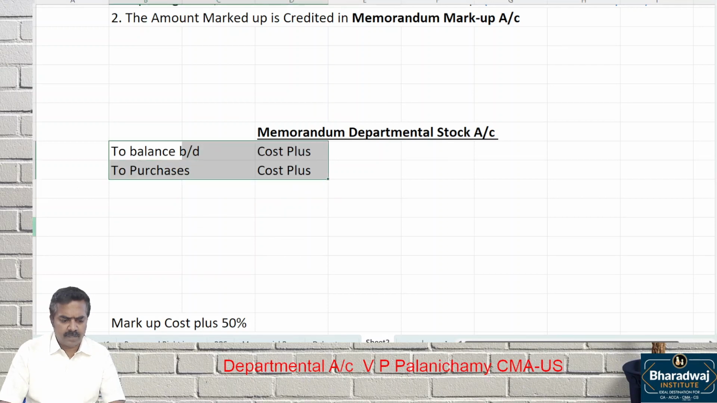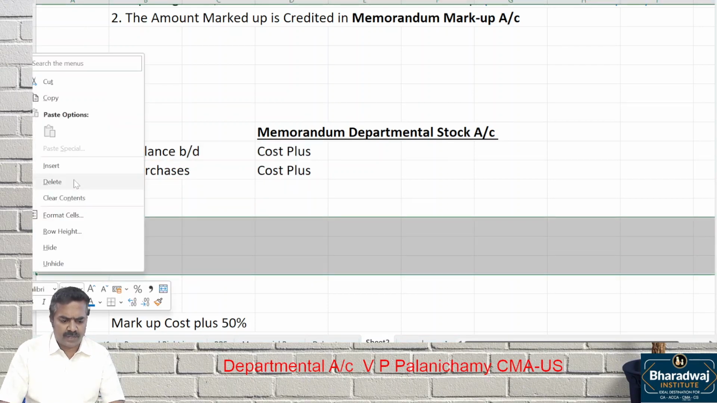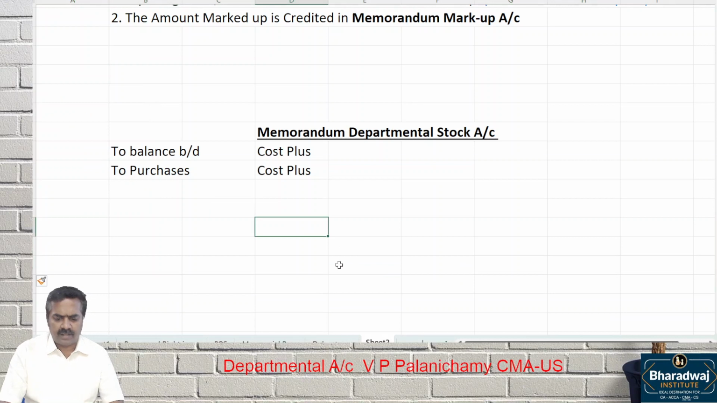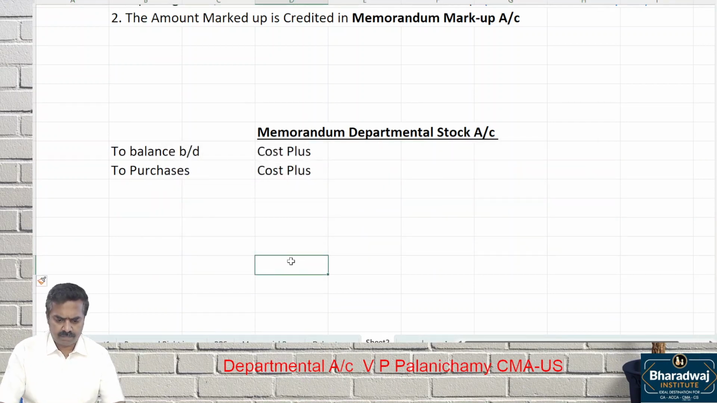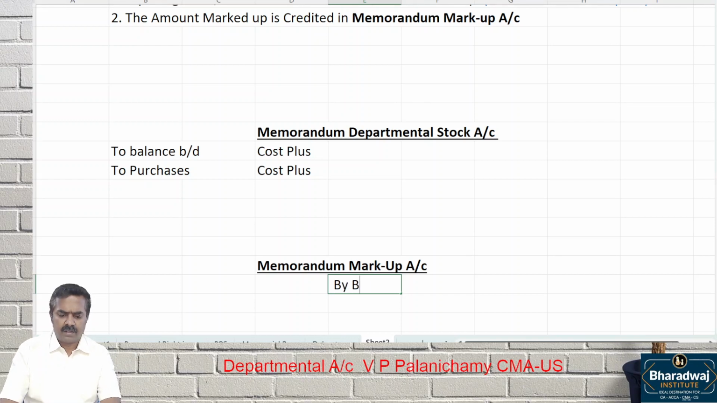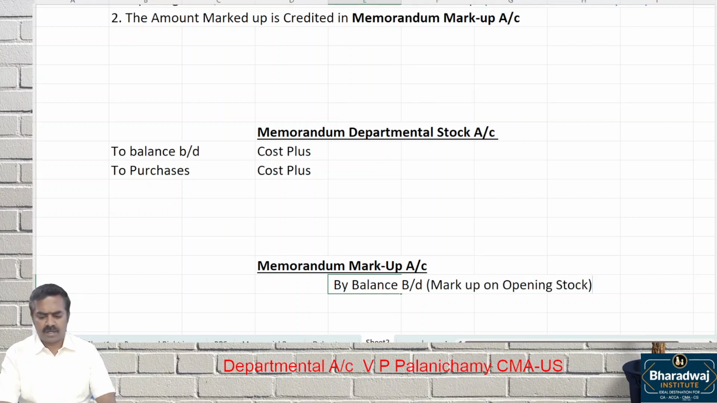Now for this memorandum departmental stock account, leave around 4-5 lines of gap. Point by point, let us go ahead. Memorandum, which account? Markup account. There is no markdown account, only markup account is there. In that itself, markdown will be adjusted. By balance brought down. This is like a stock reserve. Markup on which stock? Opening stock. Markup on opening stock.